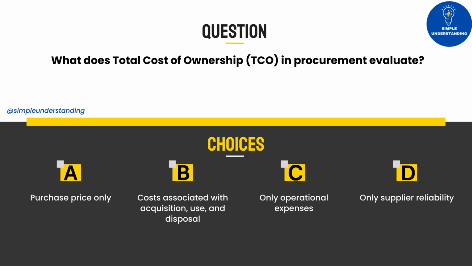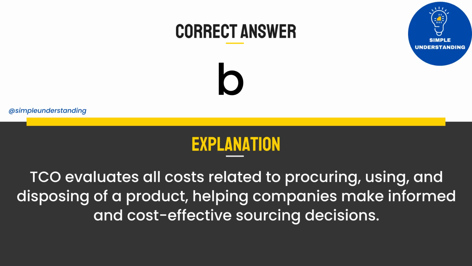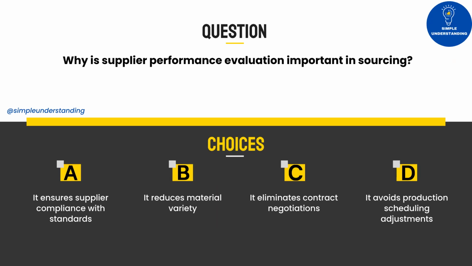7. What does total cost of ownership, TCO, in procurement evaluate? A. Purchase price only. B. Costs associated with acquisition, use, and disposal. C. Only operational expenses. D. Only supplier reliability. Answer. B. Explanation. TCO evaluates all costs related to procuring, using, and disposing of a product, helping companies make informed and cost-effective sourcing decisions.